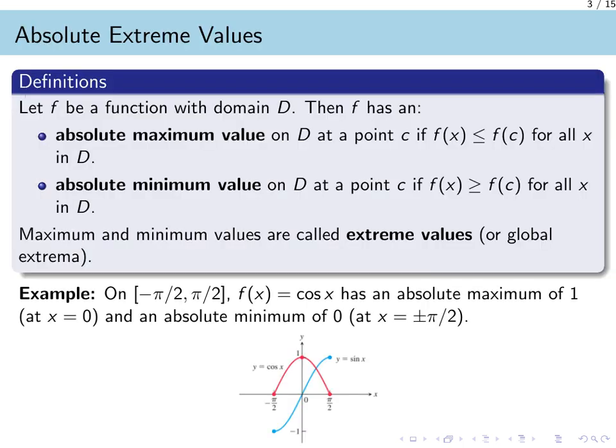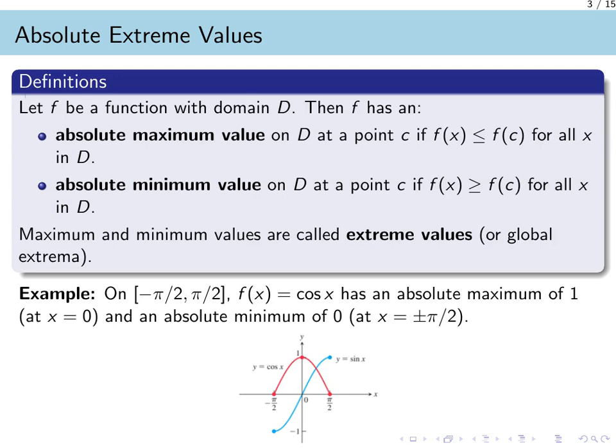Let us begin by defining the absolute extreme values of a function, which are simply the highest and lowest points it reaches across its entire domain. A function has an absolute maximum value at a point c if its output, f of c, is greater than or equal to its output for all other x values in the domain. Conversely, it has an absolute minimum if f of c is less than or equal to all other function values.